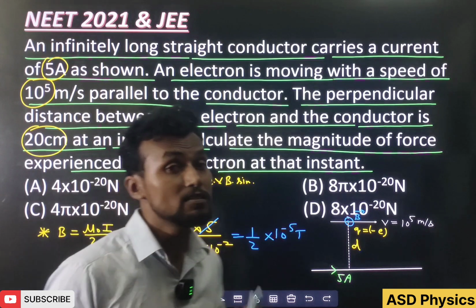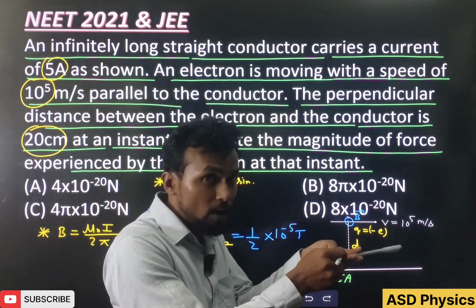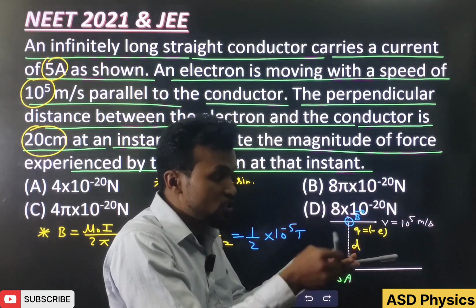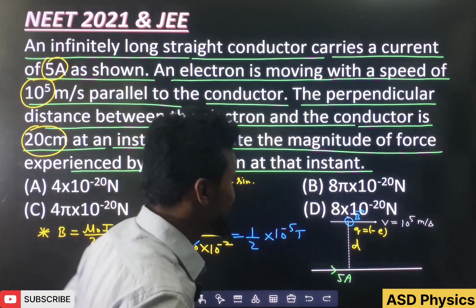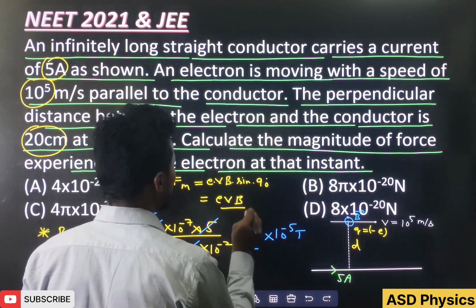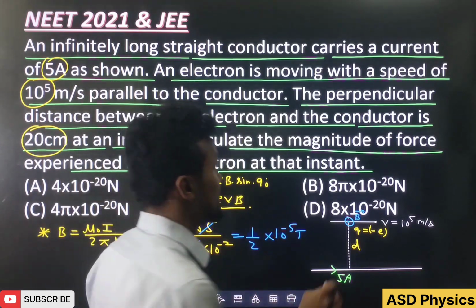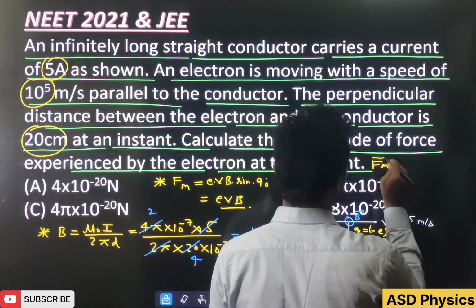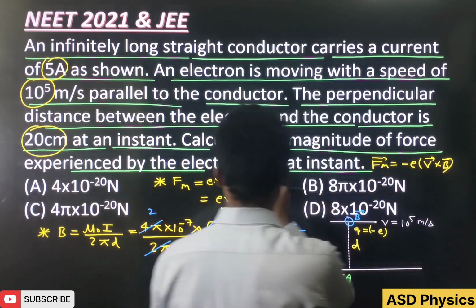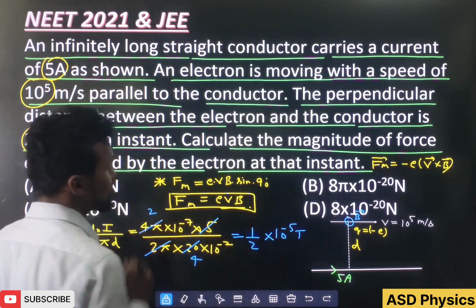What is theta? Theta is the angle between the velocity and the magnetic field. Velocity is along the x direction, the magnetic field is outside, along the positive z direction. How much angle? You can see here, a 90-degree angle. So sin 90 is there. We have to just use eVB. No need to use the minus sign, because only the magnitude is needed. When you are using the vector, if you are interested, then you use minus e into V cross B and so on. But here no need, we just use Fm equal to eVB.